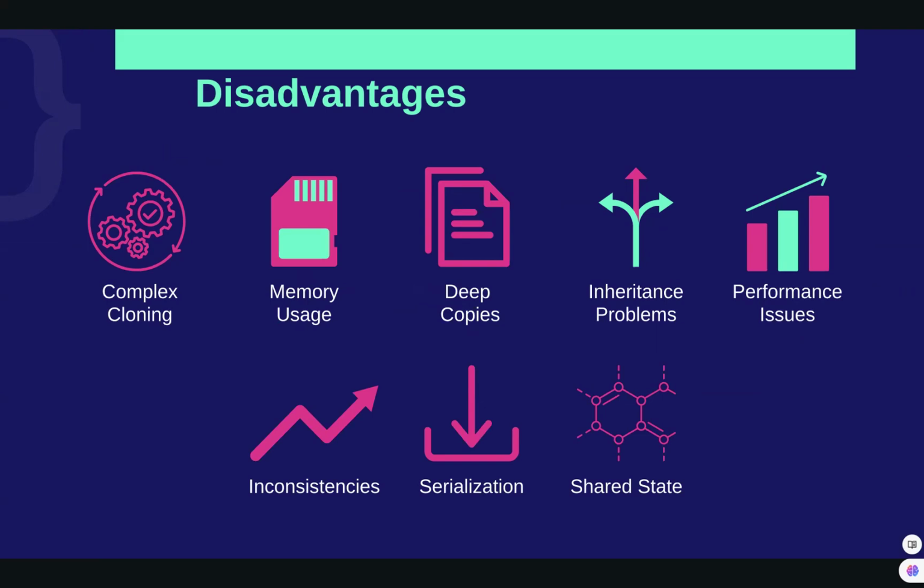For the disadvantages of the prototype design pattern, first we have complex cloning. Making an exact copy of an object can be tricky, especially if the object is complicated or has other objects inside it. Second one is memory usage. Cloning objects can use a lot of memory, especially if you accidentally create too many copies of the object. Next, deep copies. Ensuring that the copy is a true and independent duplicate is actually very tricky and very hard to get.